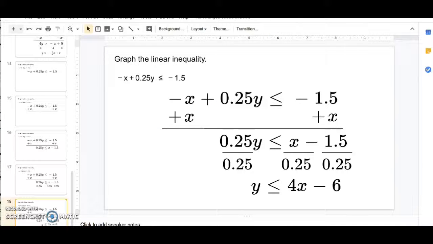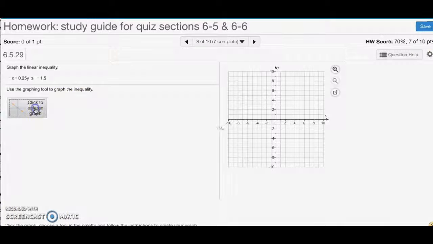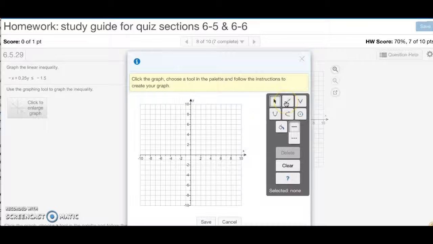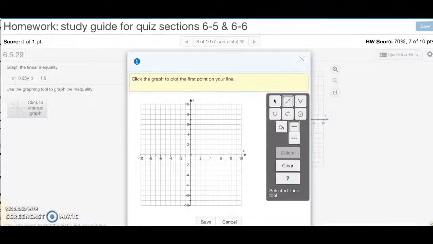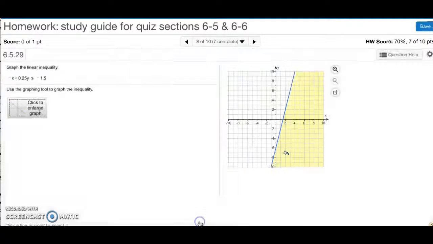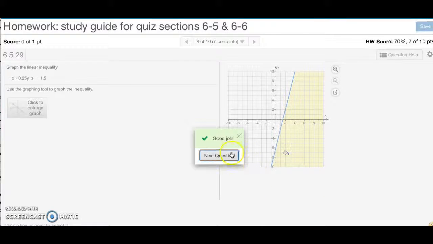So now I can graph that. My y-intercept is negative 6, and my slope is positive 4. It is a solid line because there is a line under the inequality. So I start at negative 6, and I go up 4, 1, 2, 3, 4, to the right 1. Less than means I shade below that line, so that's on this side here. Press save, check answer. There's number 8.